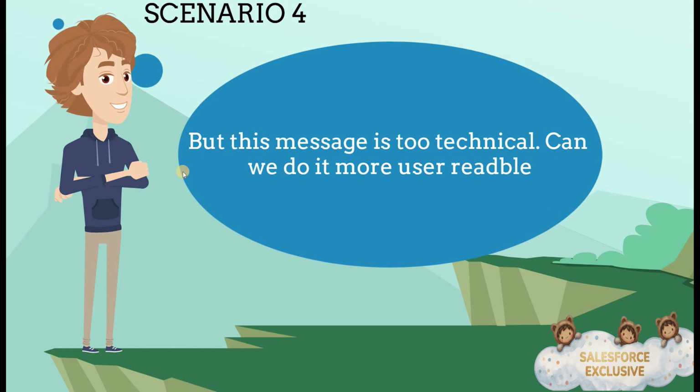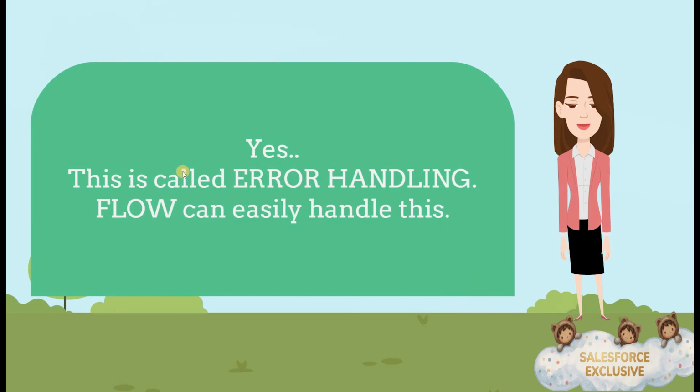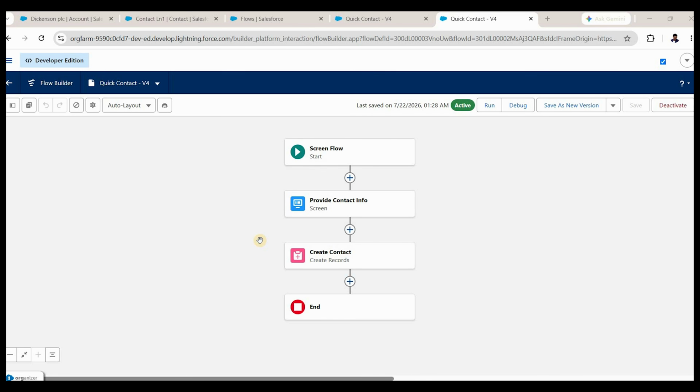But this message is too technical. Can we make it more user readable? Yes, this is called error handling. Flow can easily handle this. To do this kind of error handling, we need to add something called fault paths. In this screen, we have contact information to be provided by the user, and here we are inserting the contact. So we need to add fault paths wherever we are anticipating an error.